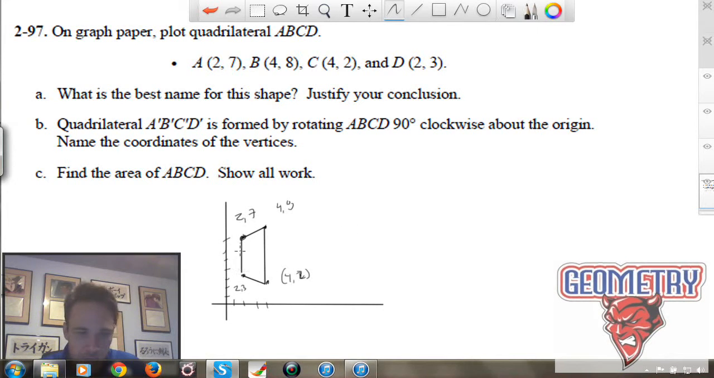parallel sides. I know these two sides are parallel because going from 2, 3 to 2, 7 is a vertical line. Going from 4, 2 to 4, 8 is a vertical line. So they're parallel. These other two sides, however, are not parallel. Going from 2, 7 to 4, 8, that has a positive slope. And going from 2, 3 to 4, 2, that has a negative slope. So a positive slope and a negative slope, those are obviously not parallel. But the other two sides are. So a quadrilateral in which one pair of sides are parallel gives us a trapezoid. So I would say trapezoid.